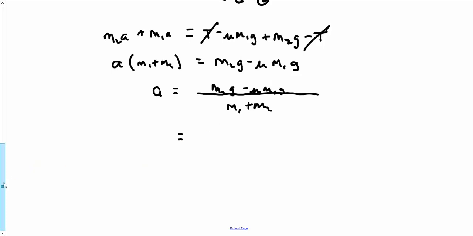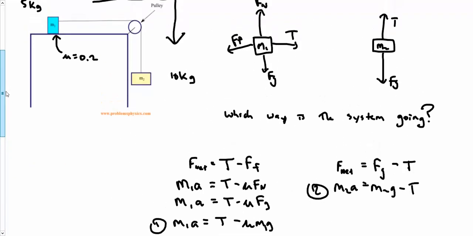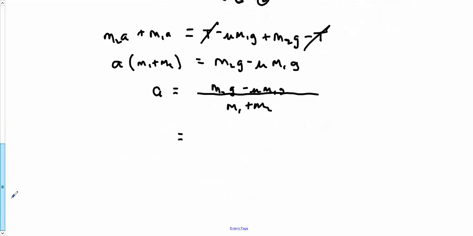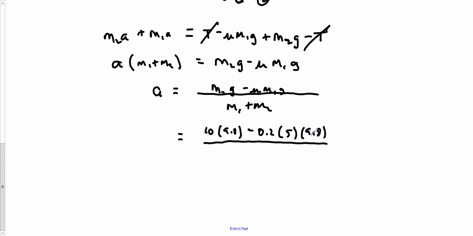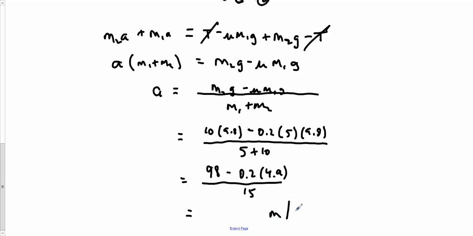Now M2 is 10. So it's 10 times 9.8 minus 0.2 times 5 times 9.8 all over M1 plus M2, which would be 5 plus 10. And I get 98 minus 0.2 times 4.9 all over 15. And I'm going to get an answer here, and I don't actually care that much about working it out, but I'm getting an acceleration number here.